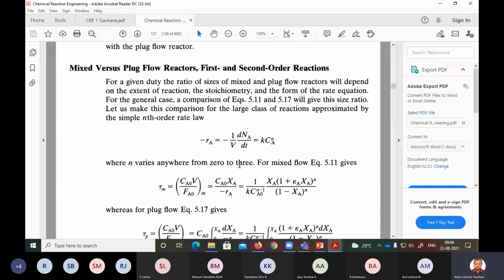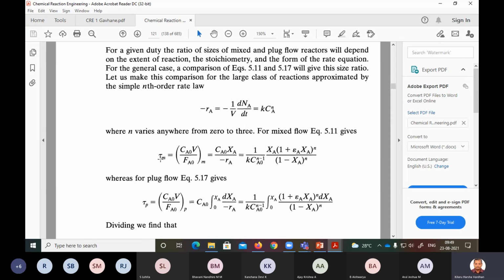Generally, an order of reaction not more than 3 is practically found. Even 3 is very rare. Very few reactions have third order. More than third order, generally in literature also you will find it very difficult to get. There are some reactions which have 3. Generally, the order goes from 0 to 2 point something, 2.5, 2.6 like that, right? So let us take n ranging from 0 to 3.